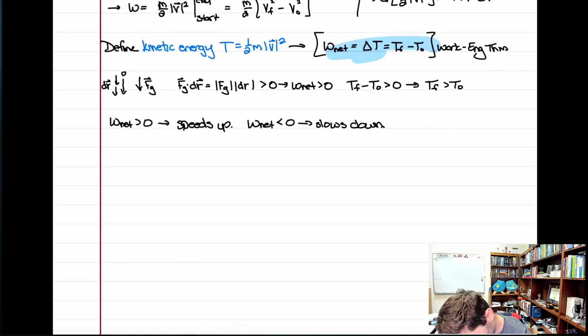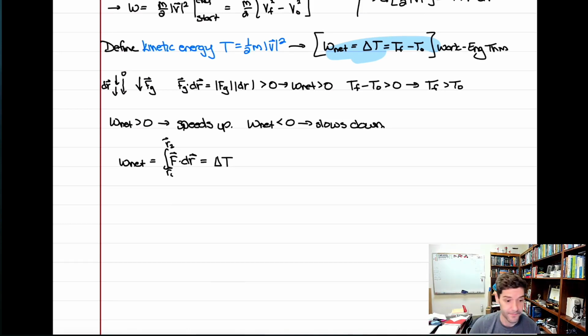So we can write F net, the net work, that's some force that's acting on an object, from R1 to R2 over some path. That equals the change in kinetic energy. Note that the work is a scalar. Note that the kinetic energy is a scalar. So note this says nothing about direction.